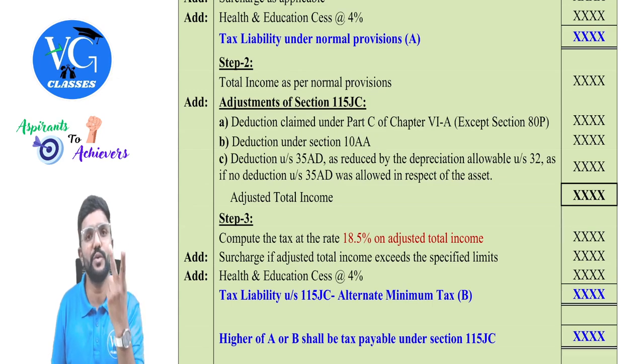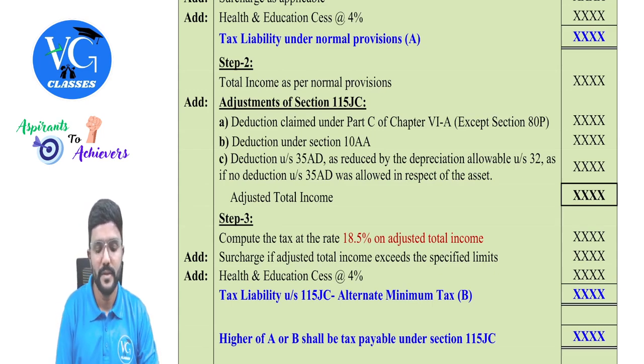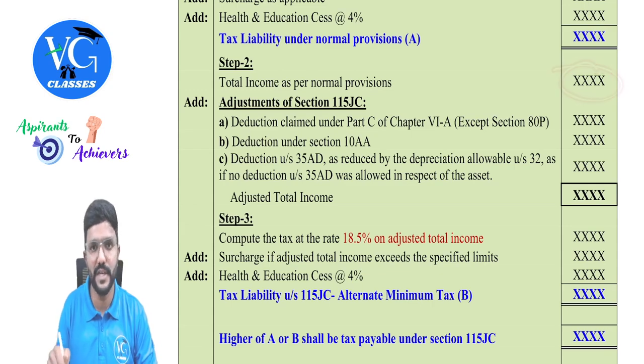Sir, what if the assessee has claimed two deductions? Add back both. Sir, what if the assessee has claimed only one? Add back only one. Okay. So this figure has come down because of this deduction. Yes, now we are adding it back.